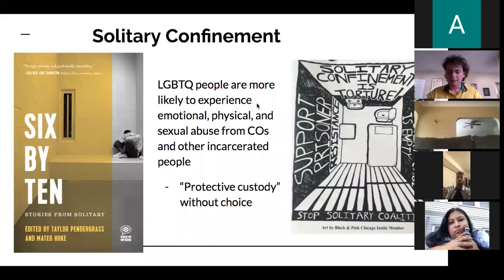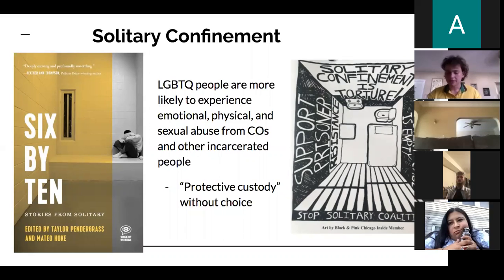And so because LGBTQ people are more likely to experience verbal, physical, and sexual abuse from correctional officers and other incarcerated people, they are often put in solitary confinement. This housing option is seen by prison and jail staff as protective custody, but it's without the choice of the person involved. And this practice happens in both men's and women's facilities.